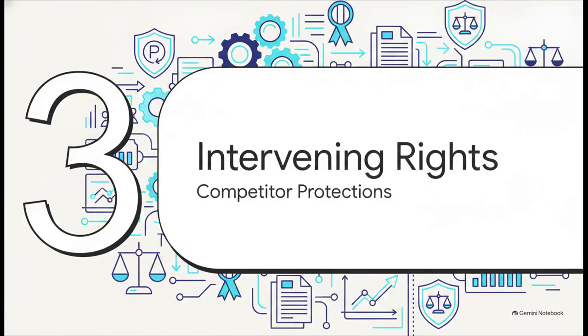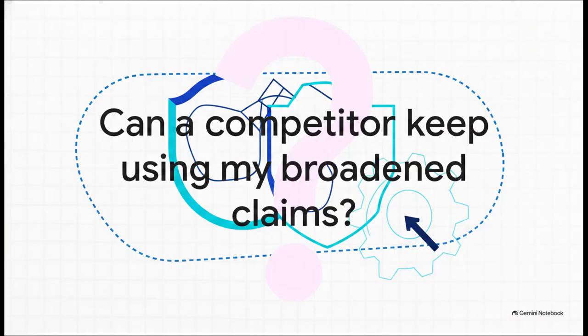Part 3. Intervening rights and competitors. We need to pivot to the market implications of changing your claim scope after a patent has already been public. Changing the boundaries of a patent creates real business variables. Will a competitor who's already using something close to my broadened claims get to keep doing it?